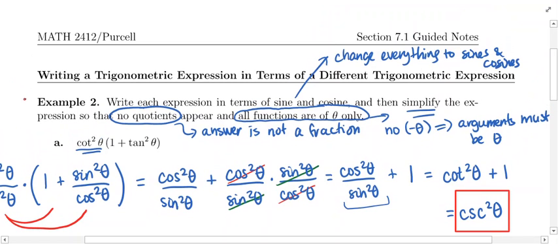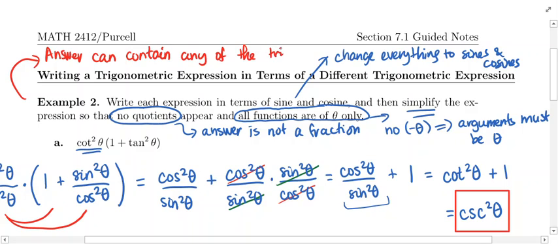So I'm going to write that up here as a note. Your answer can contain any of the trig functions. It doesn't have to be just sine or cosine. Okay, so this expression that we started with in part A simplifies to be the cosecant squared of theta.